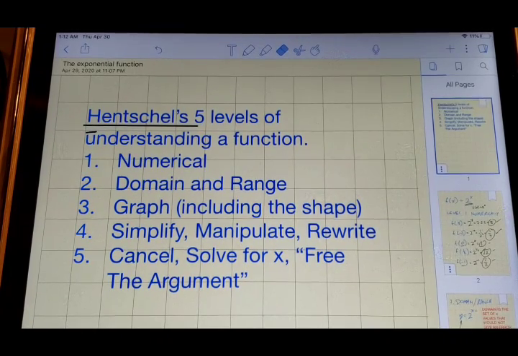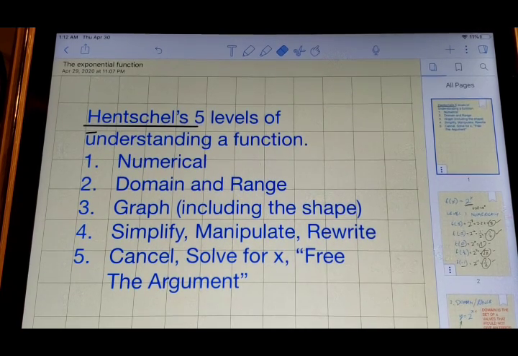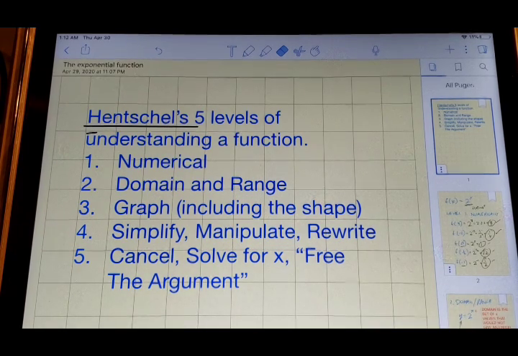All right, this is video 1 on exponents and logarithms. Actually, I won't mention logarithms at all on this one, so it's video number 1 on exponents and logarithms, but it's the video just on exponents, or the exponential function.